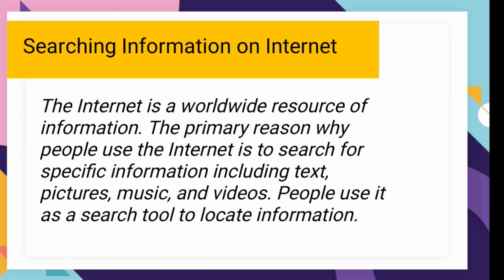Searching information on the internet. The internet is a worldwide resource of information. The primary reason why people use the internet is to search for specific information, including text, pictures, music, and videos. People use it as a search tool to locate information. There are two types of search tools: search engines and subject directories.